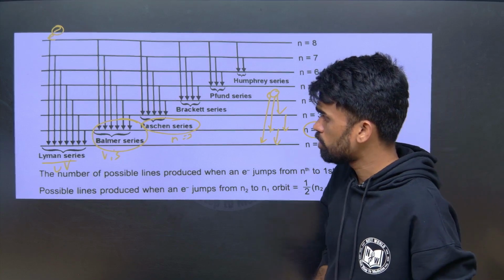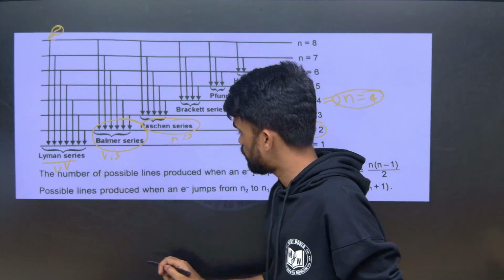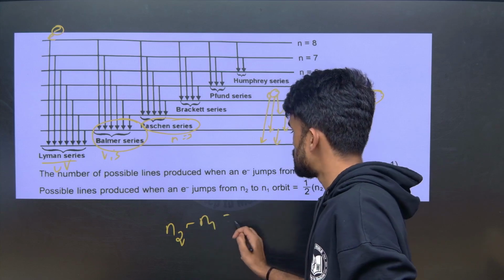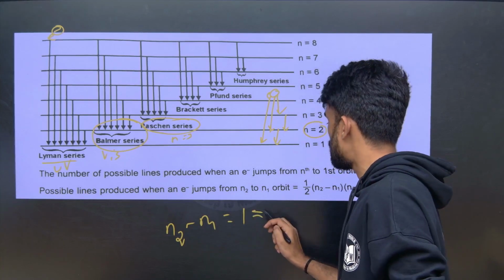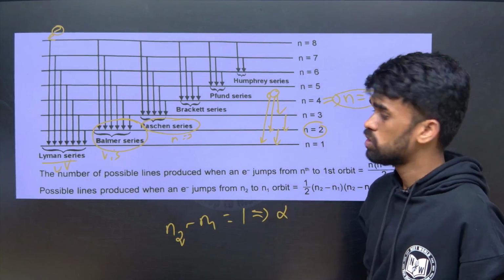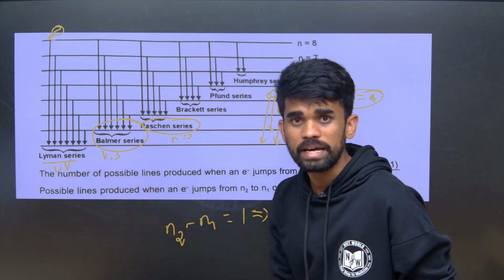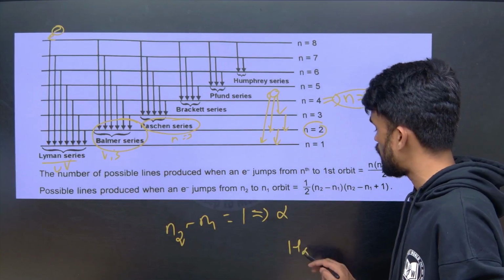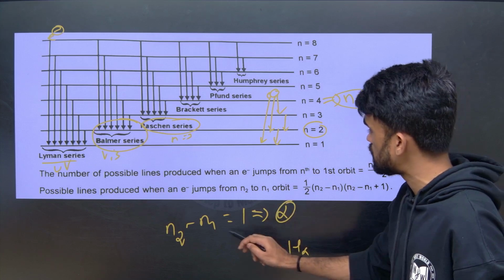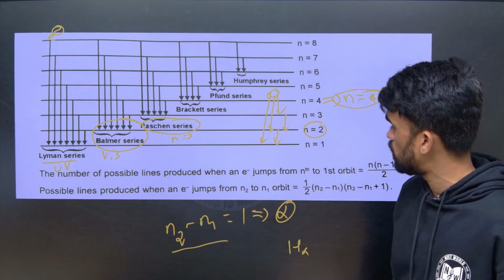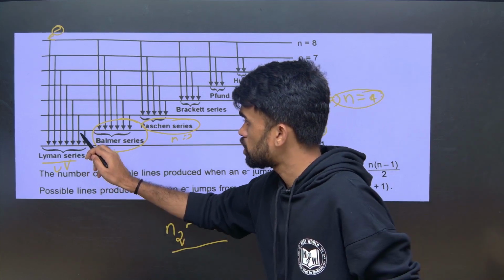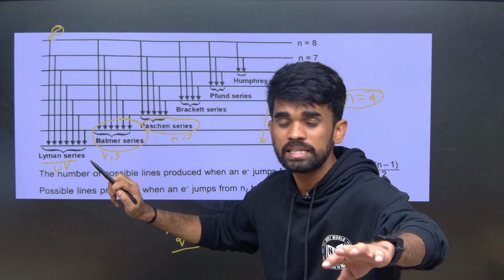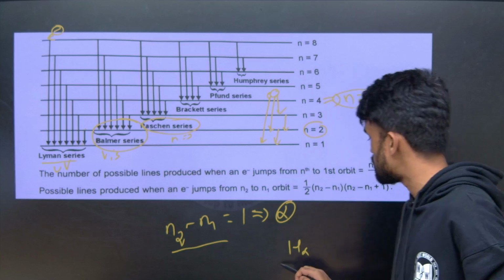Now, whenever we have n2 minus n1 equal to 1, we can say that line is the alpha line. For example, in the Lyman series, we have the H alpha line, the H beta line. H alpha line means n2 minus n1 should be 1, so the electron falls from the second energy state to the first energy state. We call that line the H alpha line.